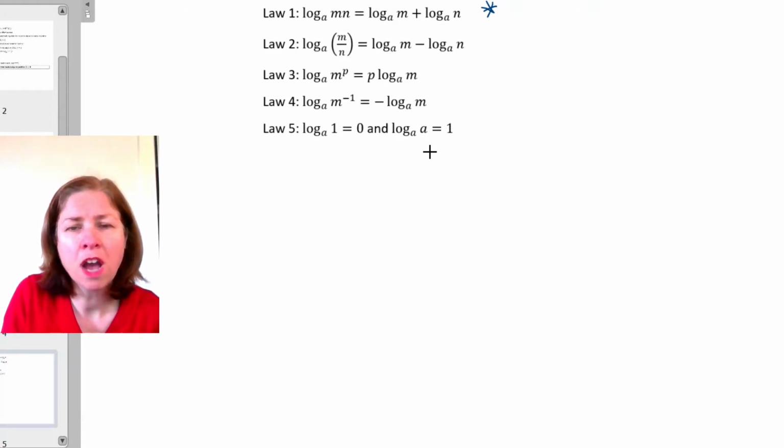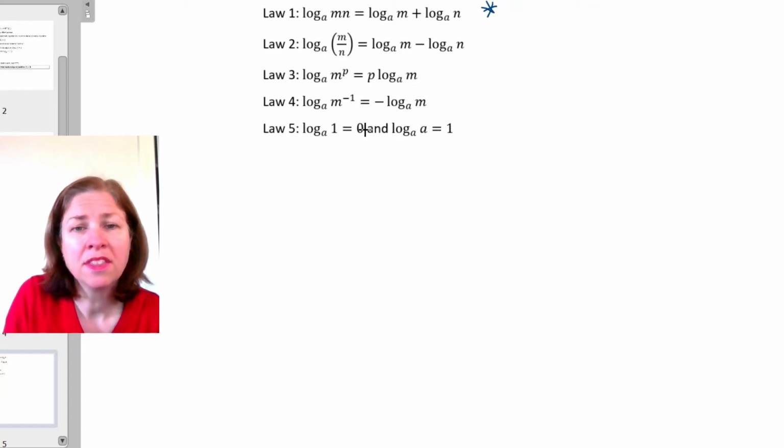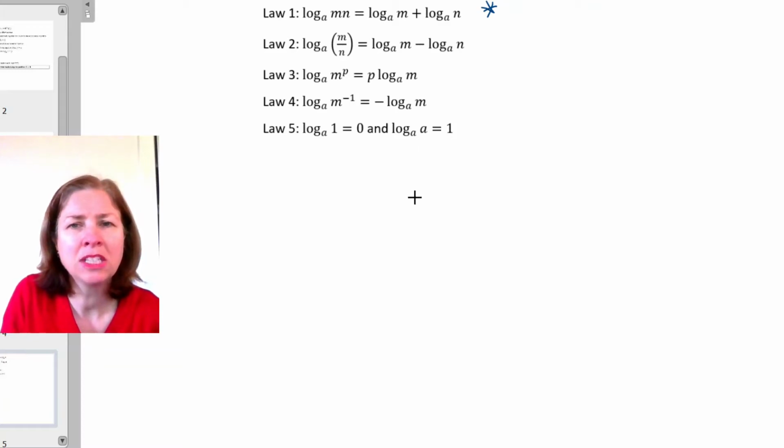And then law 5 are two standard logarithms. A to the power of what gives me an answer of 1? The answer is always 0. Anything to the power of 0 will give me 1. And a to the power of what gives me a? The answer is always 1. So logarithm base a, where the argument is the same as the base, always gives me 1. So let's do a few examples.